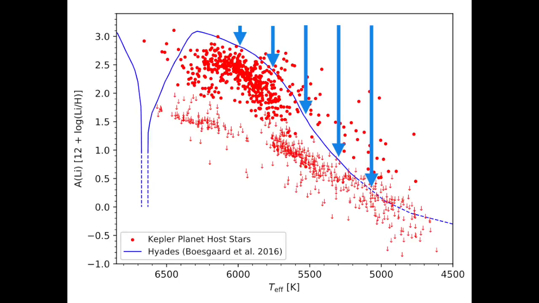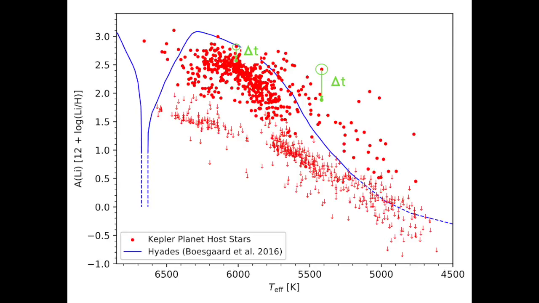So on this plot, we expect individual stars to evolve from top to bottom during their main sequence lifetimes, with cooler stars depleting their surface lithium abundances more quickly. We can also use this plot to compare the ages of these stars, and the blue curve serves as a nice separator of old and young stars, at least relative to the age of the Hyades.